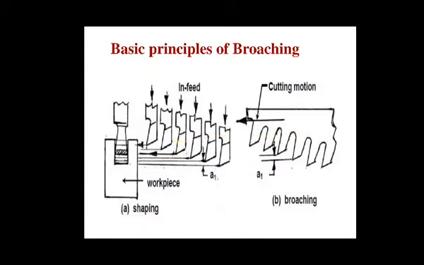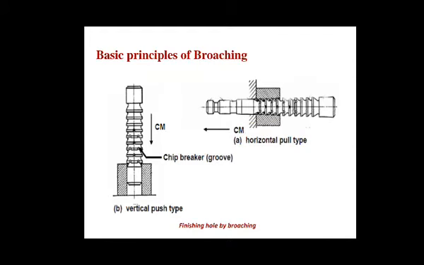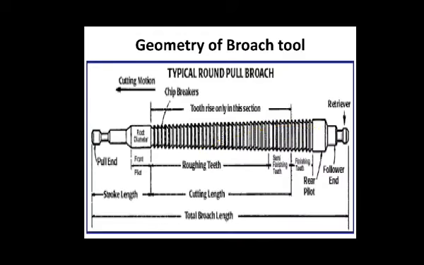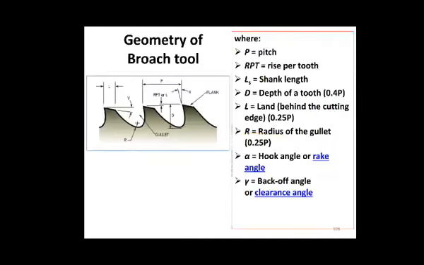So here you can see the next is the basic principle of broaching. This is the vertical push, it is inserted into the workpiece, and this is the horizontal pull. This is pulled to the left side to achieve the required hole. This is the geometry of the broach tool. Here you can see the pitch and shank length.